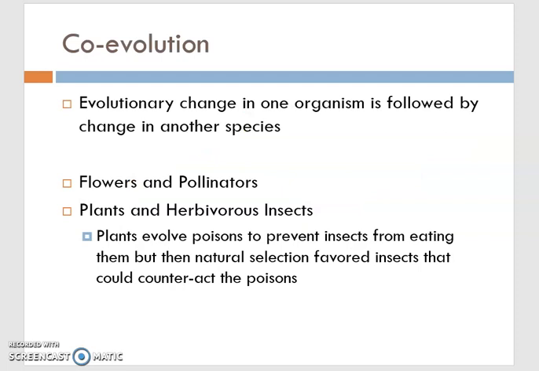The last thing that we'll look at with evolution, in terms of different speciation and how the species are related to one another, would be coevolution. And this is that one organism follows the change in another. So this happens with flowers and pollinators, or insects that are eating certain plants. And so as a plant evolves to make poison to prevent insects from eating them, then natural selection favors insects that can counteract the poisons. And so what we see is two species evolving new traits at generally the same rate.